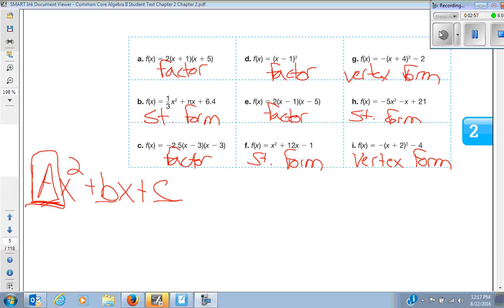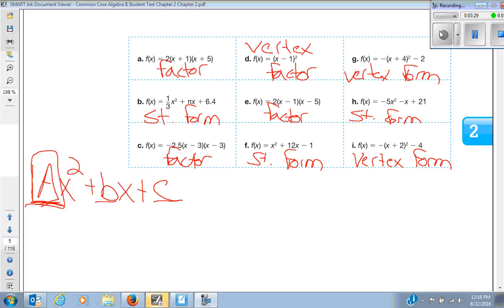Vertex form. It gives you a vertex. Factored form. It's factored. Yes. Which one? Yes, D is also vertex form. And we'll talk about why D is also vertex form when we get to actually finding out what each one looks like and what they give you. Does that make sense so far?